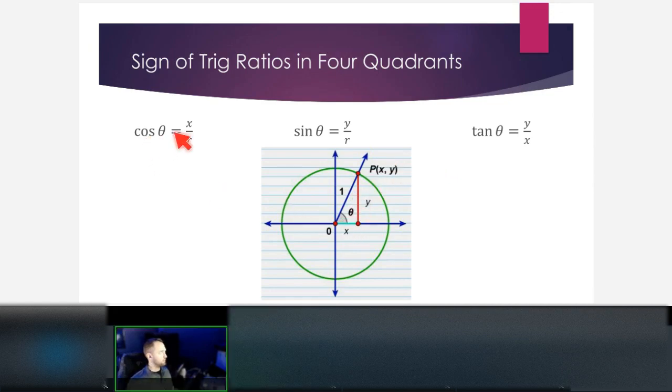So cosine of this angle is opposite, which is, I'm sorry, that's sine. Sine is opposite, not cosine. Cosine is adjacent over hypotenuse. So cosine of the angle: adjacent is x, hypotenuse is your 1. That's why it's radius. Sine is opposite, so there's your y value, divided by hypotenuse, which is your radius, which is 1. And tangent is opposite over adjacent, so y divided by x. Just a little recap of that.